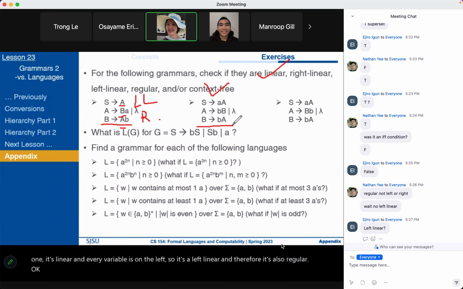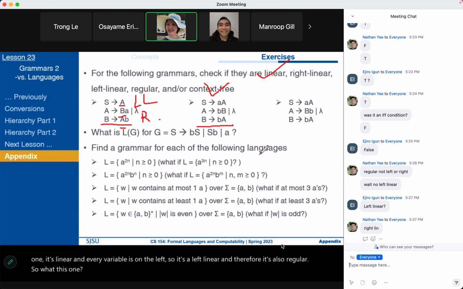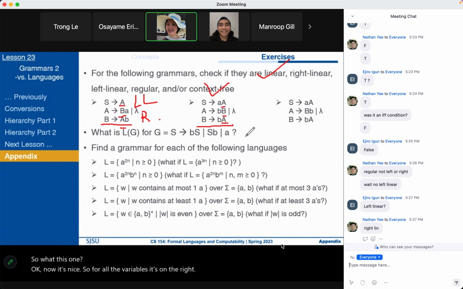Okay, so what about this one? For all the variables, it's on the right, so it's right linear, and of course it's regular. Okay, so what about this one, the last one?